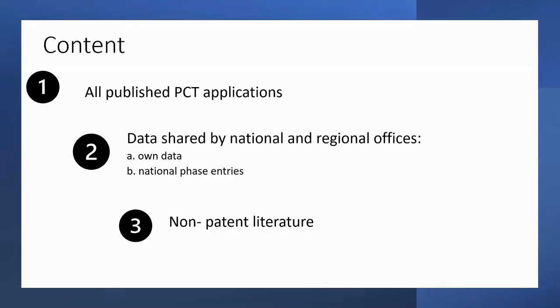About PATENTSCOPE, the content: it contains all the published PCT applications. This is actually the authority source for published PCT applications. Also in PATENTSCOPE you will find data that is shared by national and regional offices. They share their own data, which means, for example, you can search Canadian national data in PATENTSCOPE, and the offices share also the national phase entries of PCT applications. You will also find in PATENTSCOPE non-patent literature.